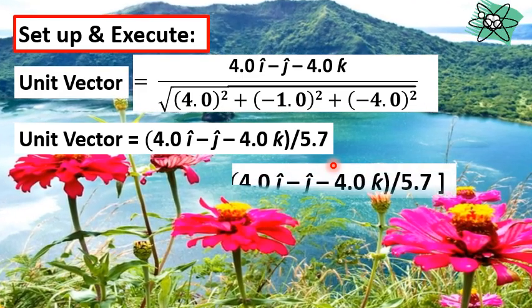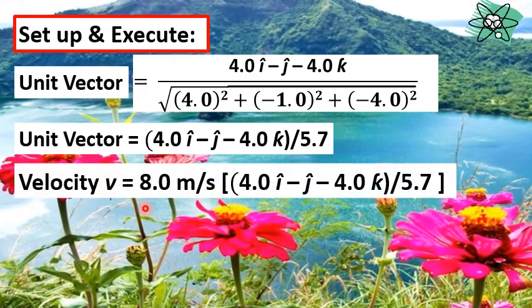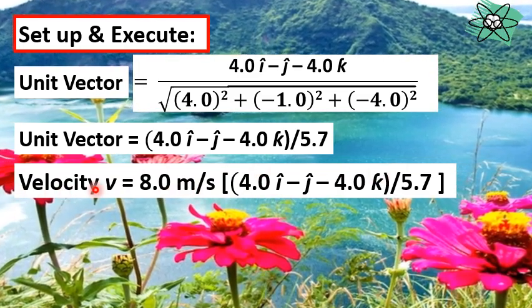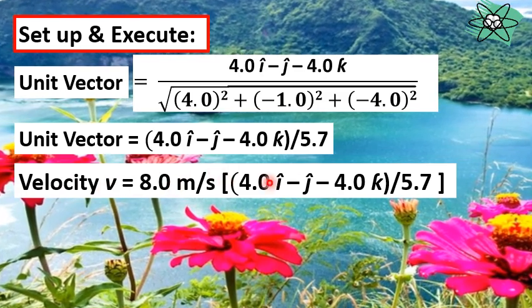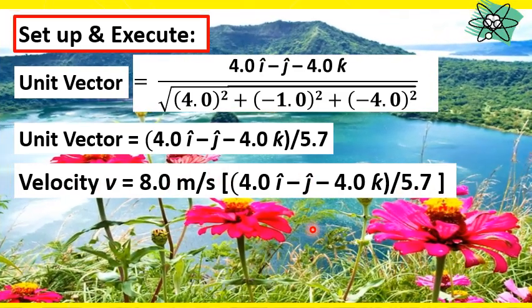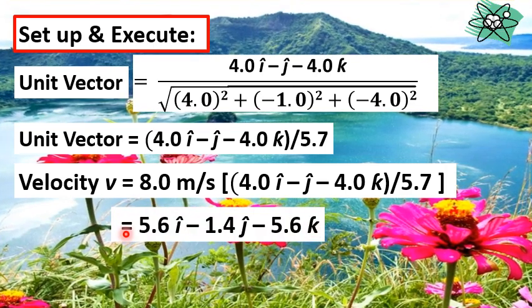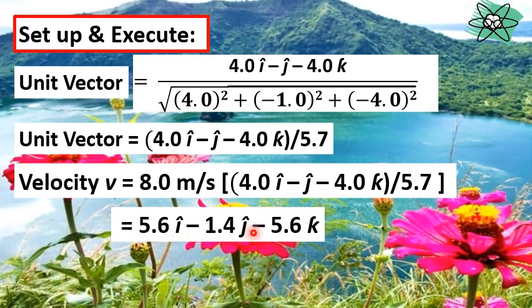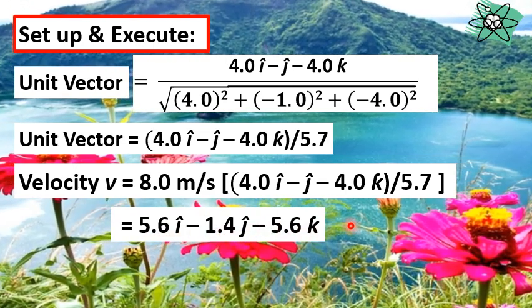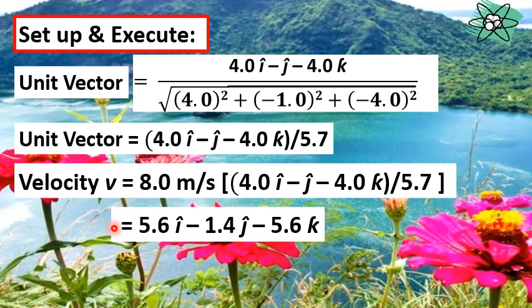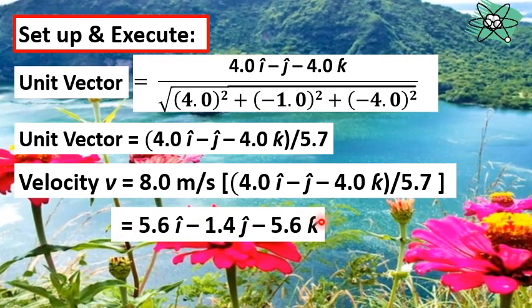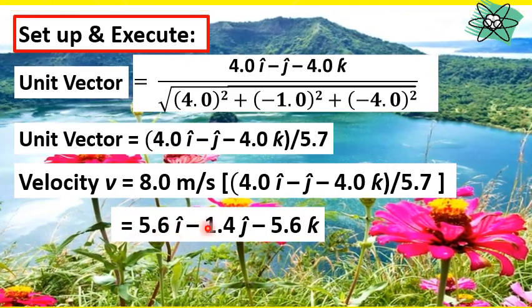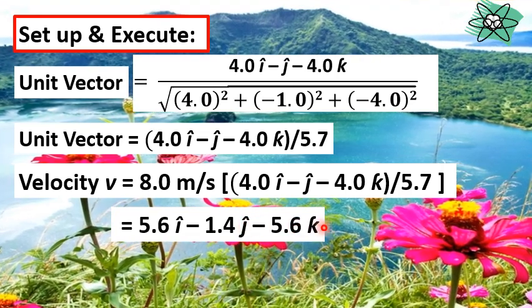And when this unit vector is multiplied by 8.0 meters per second, then we get the velocity vector, which when simplified, will be equal to 5.6i minus 1.4j minus 5.6k. Let it be understood that the velocity vector is constant. It has a constant magnitude and a constant direction.